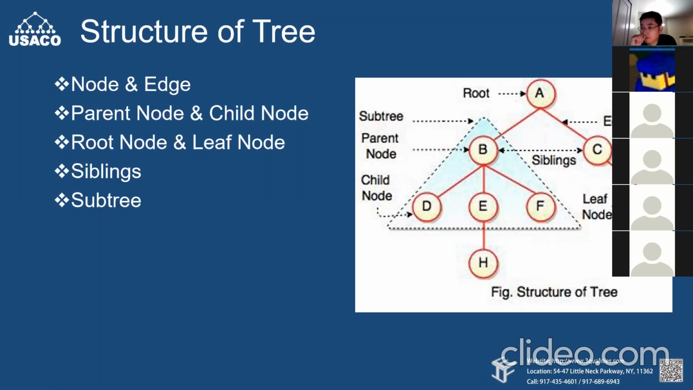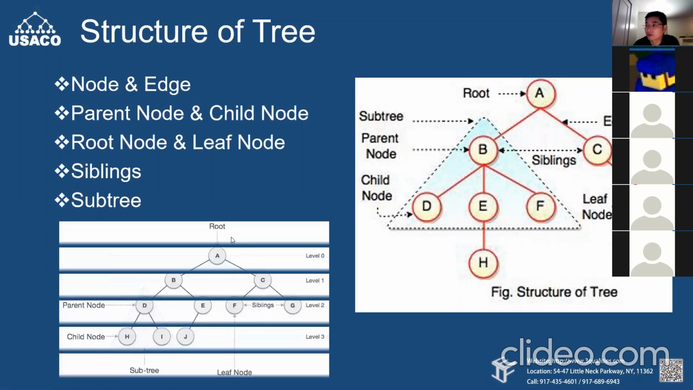Okay? Louis, are you following? Okay? So A, B, C, and E here, we cannot call them leaf nodes because they have at least one child node. Clear? I think I explained clearly, right?